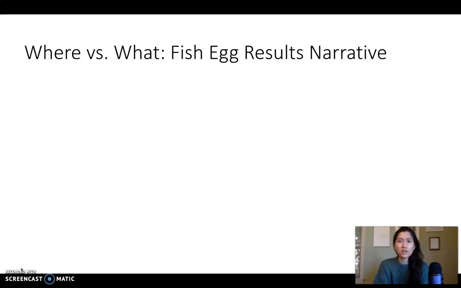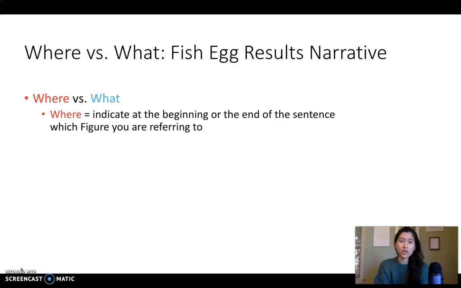So one of the things that several of you said you were still a little bit confused about was differentiating the where versus the what when we're looking at a results narrative. So first of all, I'll just give a brief explanation again of how I think about these two things being different. I color-coded them, the where in red, the what in blue. So the where is telling you where within the paper, in what figure or in what table is this data that you're talking about actually shown.